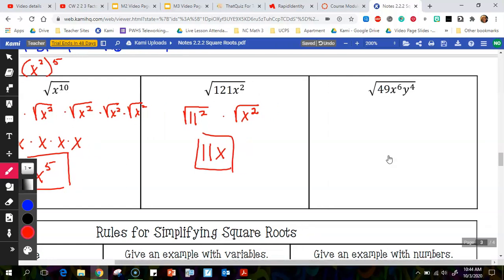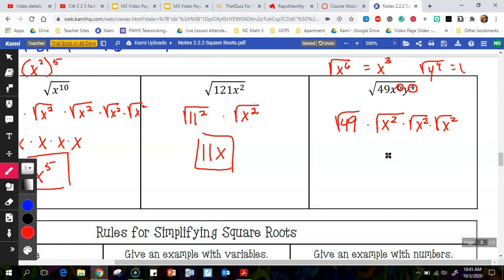All right, let's look at the last one right here. I can rewrite this as the square root of 49 times the square root of x to the 6th, and then the square root of y to the 4th. To be honest with you, if you just divide this number by 2, that gives you the square root. So the square root of x to the 6th is x to the 3rd. You just divide that number by 2. The square root of y to the 4th is y squared.